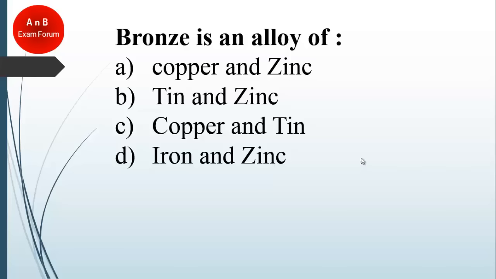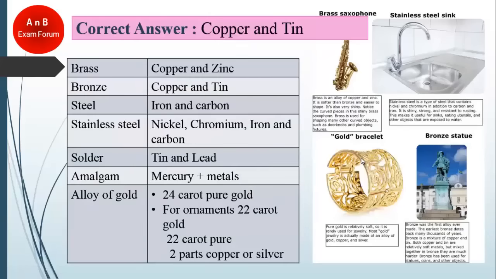So the correct answer for this question is copper and tin. Bronze is an alloy of copper and tin, right? The other alloys are stainless steel, which is again steel plus nickel and chromium, right? And amalgam, that is the alloy of mercury and some metal, and this amalgam is generally used in filling dental portions. And 22 karat gold is 22 parts pure gold and two parts of copper and silver, right, student? Just remember this table, this will help you.